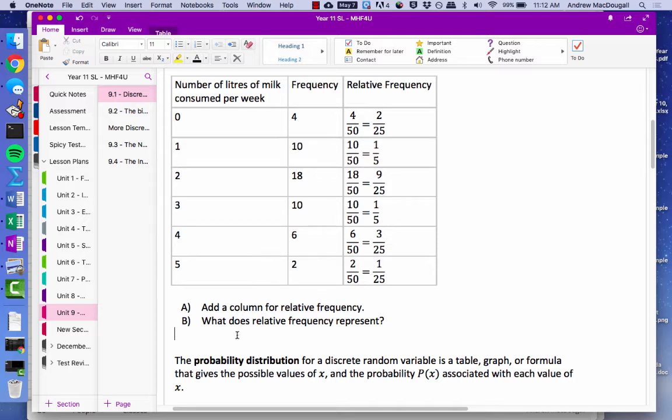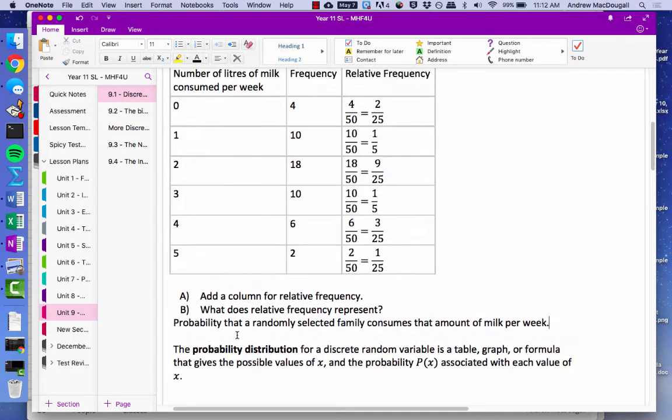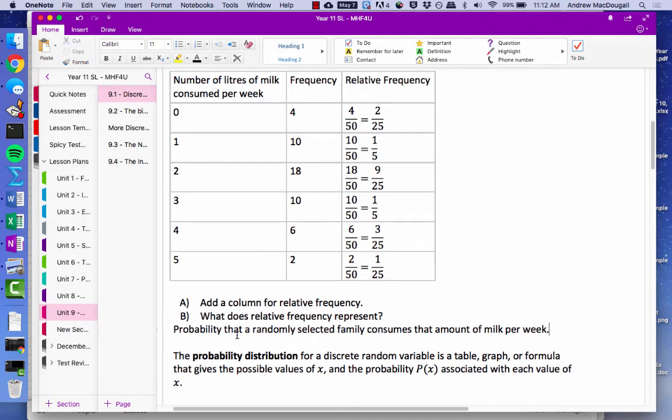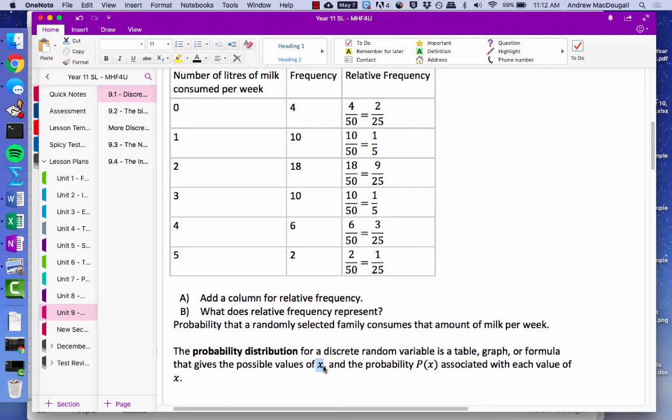So the relative frequency is the probability that a randomly selected family consumes that amount of milk per week. All right, so here we're going to get into more probability. What we have here is actually called a probability distribution. A probability distribution is a table, a graph, or a formula that gives all the possible values of some data, x, and the probability that each one of those could occur. Okay, and I'm actually going to change this to big X here.